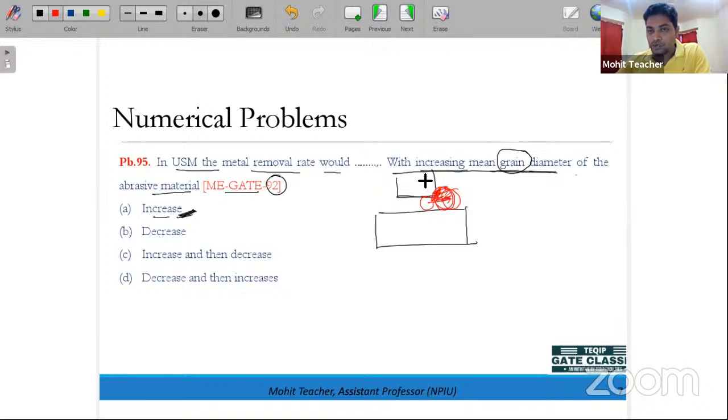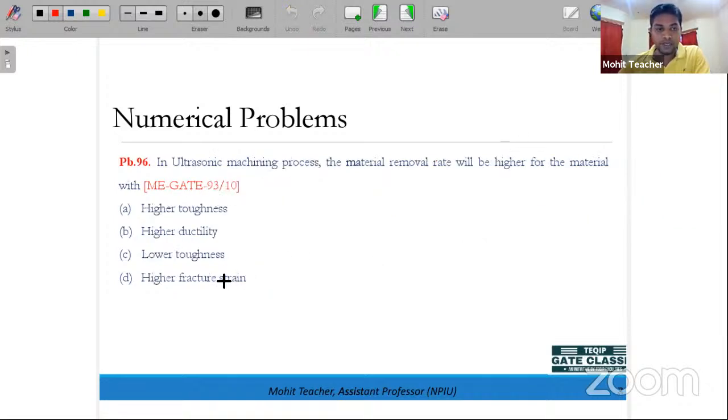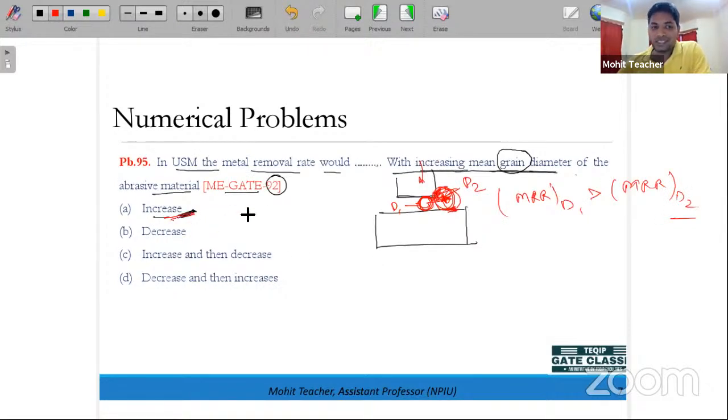So what will happen? The tool vibrates, and no doubt the abrasive grain will also vibrate, and that will remove the material. But in the comparison, the D1 diameter and the D2 diameter, the material removal rate in the case of the D1 diameter is greater than the material removal rate of the D2 diameter. So the option is not A, it's not always increases, decreases cannot be possible, so B and D are eliminated, so the option will be C.